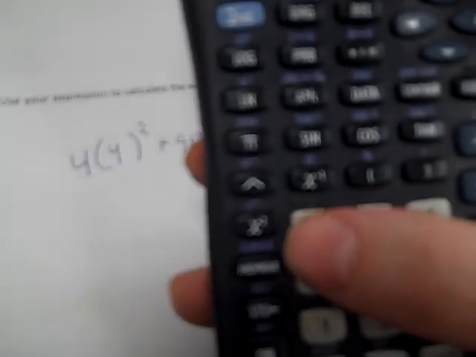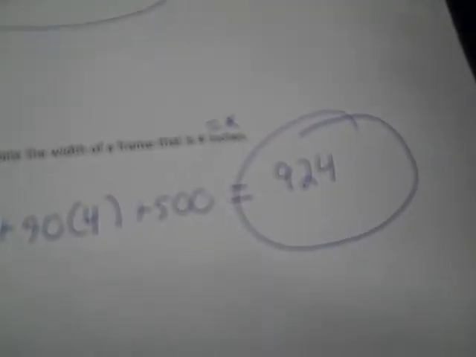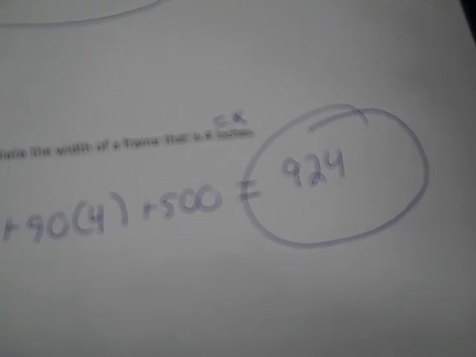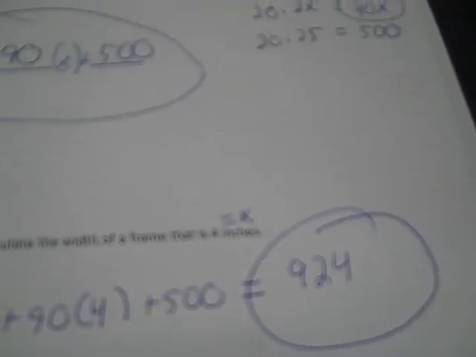Okay, now my calculator can take over from there. I have a 4, and then the parentheses keys here, and then we're going to be putting 4 in, close it. Your second power key is the x to the second button. And then plus 90, parentheses 4, plus 500, and that gives me 924. Okay, so that's the correct answer. 924 square inches is how area is labeled. Okay, that's all I have to say. Hope it was informative.